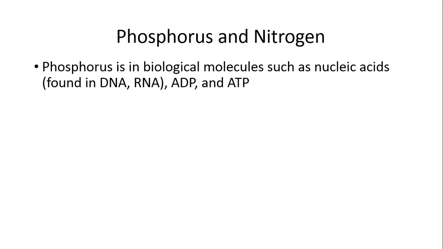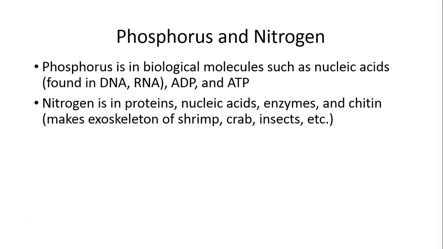So phosphorus is important because it's in lots of different biological molecules, such as DNA and RNA, and then ADP and ATP, which are important for energy production in your body. Nitrogen is found in proteins. It's also in nucleic acids, DNA and RNA. It's found in enzymes. Enzymes are proteins, and those are things that allow for chemical reactions to happen in your body quickly enough that your body can still survive and keep functioning. Nitrogen is also in chitin, which makes up the outer skeleton, or what we call the exoskeleton, of shrimp and crabs and all arthropods or insects, in fact.